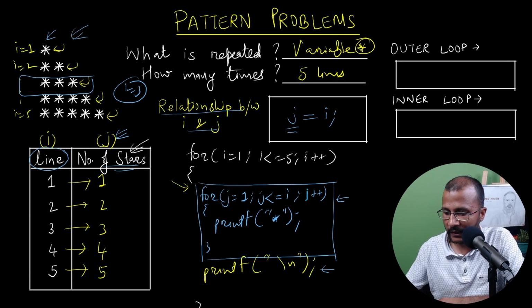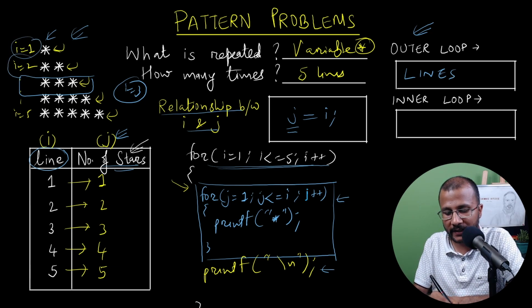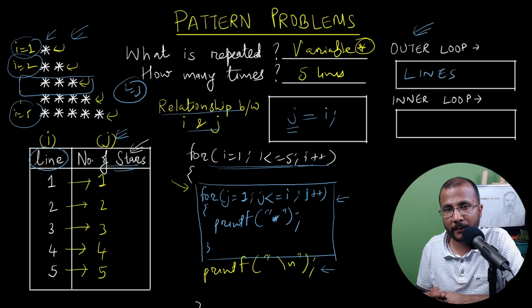Okay, now let's discuss what the outer loop is doing. This is the outer loop, right? The outer loop is actually controlling my lines. It's controlling how many lines I am having. I equals 1 indicates line number 1. I equals 2 indicates line number 2, and similarly I equals 5 indicates line number 5. So the outer loop will take care of or control my lines. Whenever I equals 5, I am in line number 5.